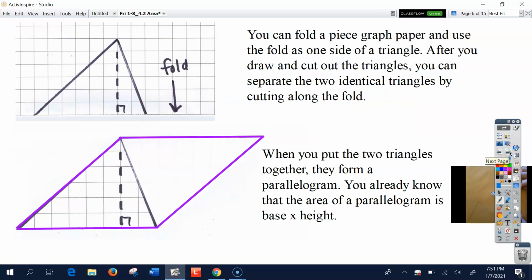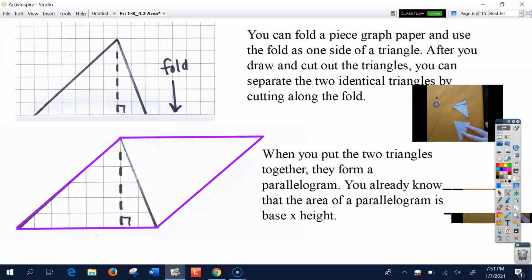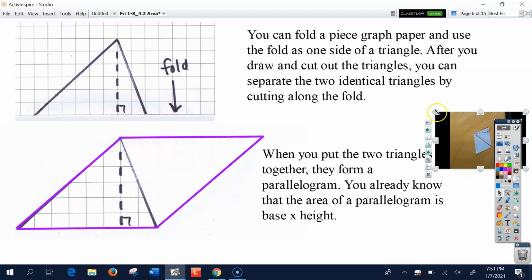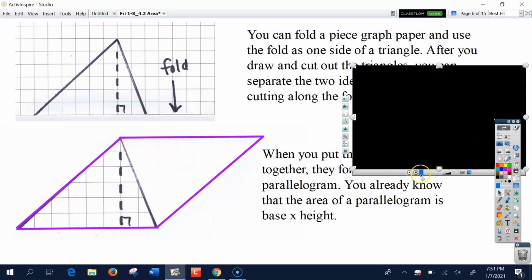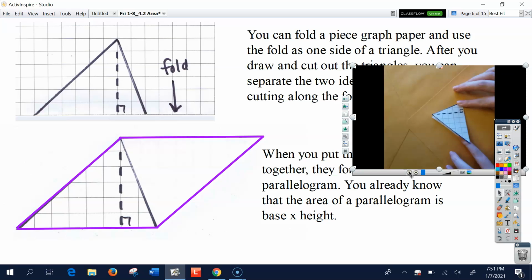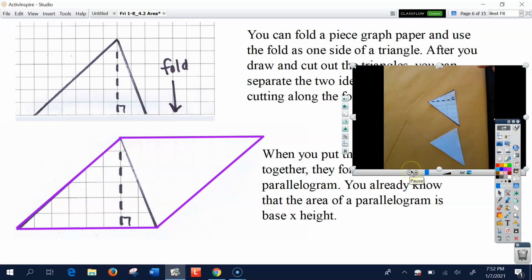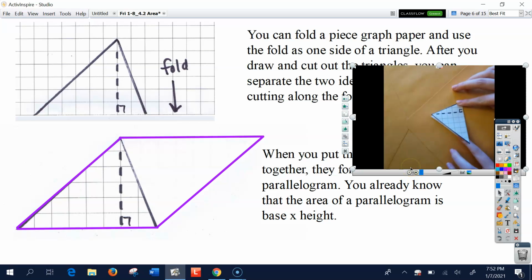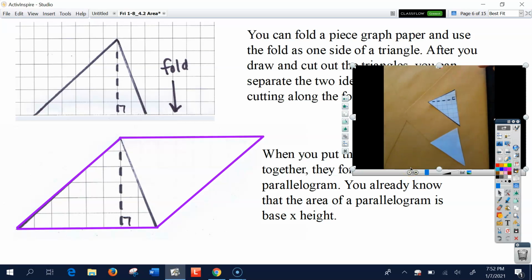So here's what I want to show you. The video is already started, so I'm going to make this a little bit bigger. All right, let's make this bigger, and let's go ahead and play the video. There's my two identical triangles, and notice I flip one over, and then I twist it, and I put it together with the other triangle, and bam, you can see I just made a parallelogram. I didn't make a rectangle, I made a parallelogram.